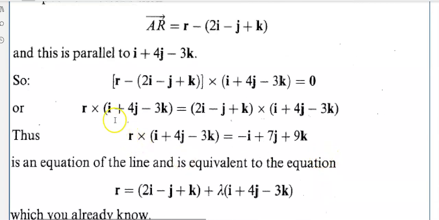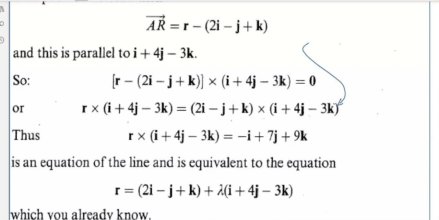So this could be rearranged. If you imagine I've just done my r cross i plus 4j minus 3k, that's here, and over on the other side I've just brought this across, so that was 2i minus j plus k crossed with i plus 4j minus 3k, and it was minus, so because it comes across to the other side, it becomes positive. Okay, to get this in, we need a wee bit of working out of how we've actually got to here. So they've skipped this out, so we're going to show how we actually get this bit. So here, I'm just going to do the working out for this up here.